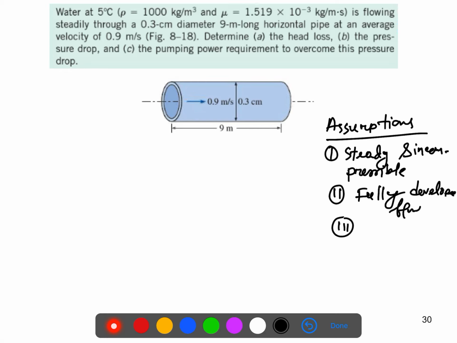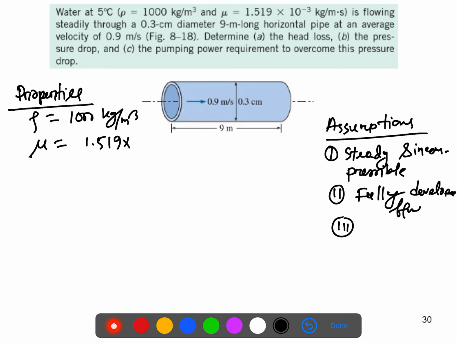And the third one, we'll say the pipe contains no components like bends, valves, or connectors. So no bends, no valves, no connectors. So that's all the assumptions. Now the properties given here: the density is 1000 kg per meter cube. The dynamic viscosity is given in kg per meter second. So that's given in this problem.